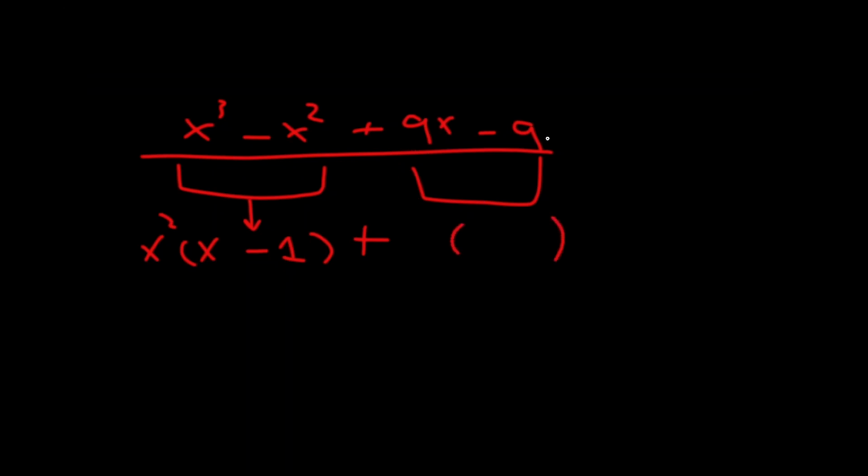Both of these terms contain a 9, but they don't share the same variable, so we're just going to take out the 9 over here, then divide both of these by 9. Of course, 9x divided by 9 is just x, and then negative 9 divided by 9 is just negative 1. Now you'll notice these two right here are the same. If they are the same, that means you've done it right.